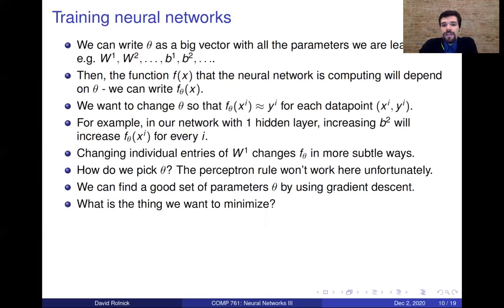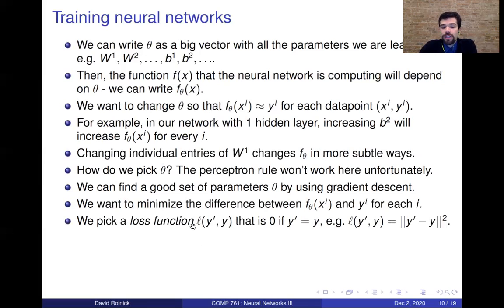What is the thing you're trying to minimize? A loss. So we need to define what a loss means. We want to minimize the difference between the predicted output of the network and the true observed output for your data, for each data point. And so we can write down a loss function that is 0 if the two things are equal.